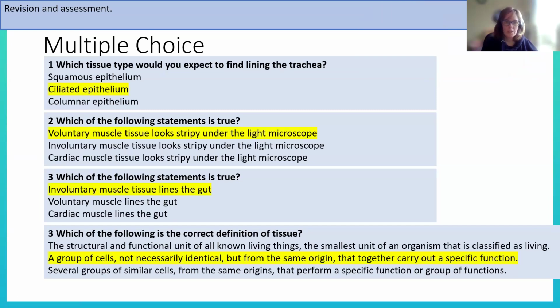So, which type of tissue would you expect to find lining the trachea? That's the ciliated epithelium. Remember, we've got that sort of wave-like motion of these sticky out bits of the cell that helps to move the mucus over the trachea we were talking about.